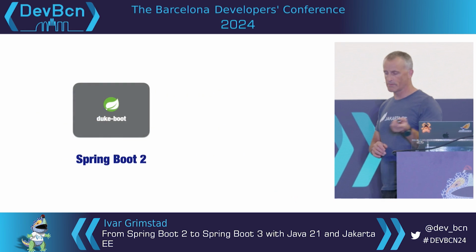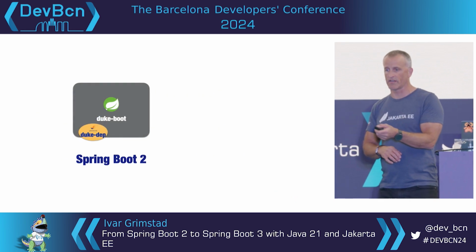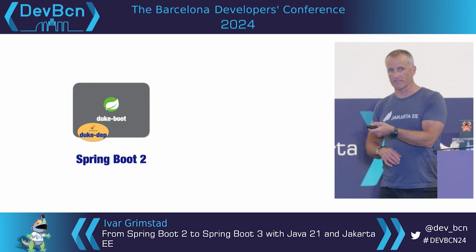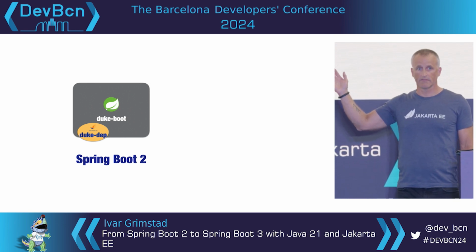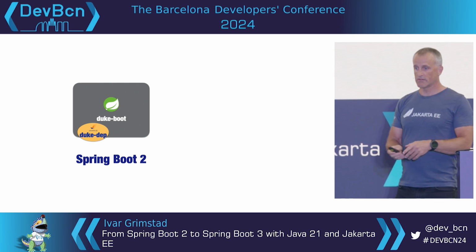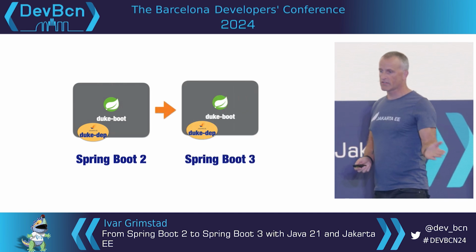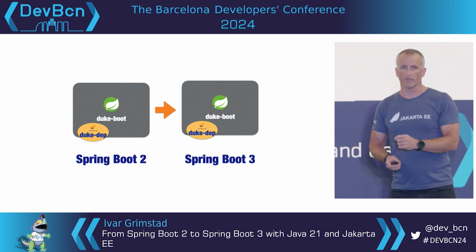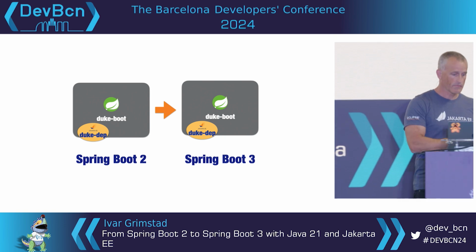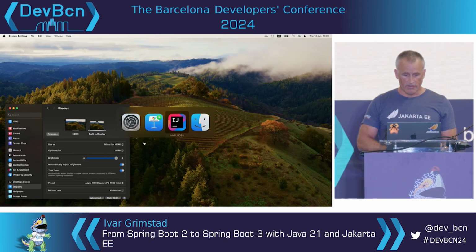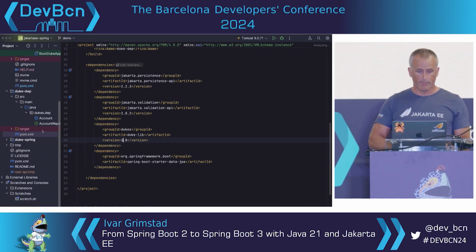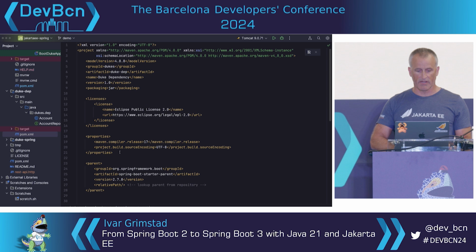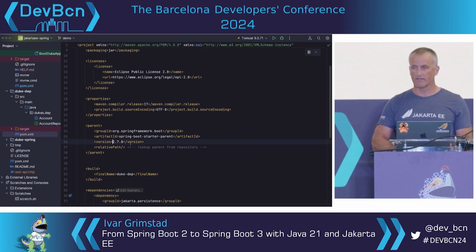So my simple Spring Boot 2 application that I want to migrate over has a dependency. And anybody has dependencies in their apps? Yeah? One or two, maybe? Yeah? So there is a DukeDep there, and this DukeDep has to be migrated over to Spring Boot 3 as well. So if we look at the DukeDep here, the POM says it is on Spring 2.7.8.